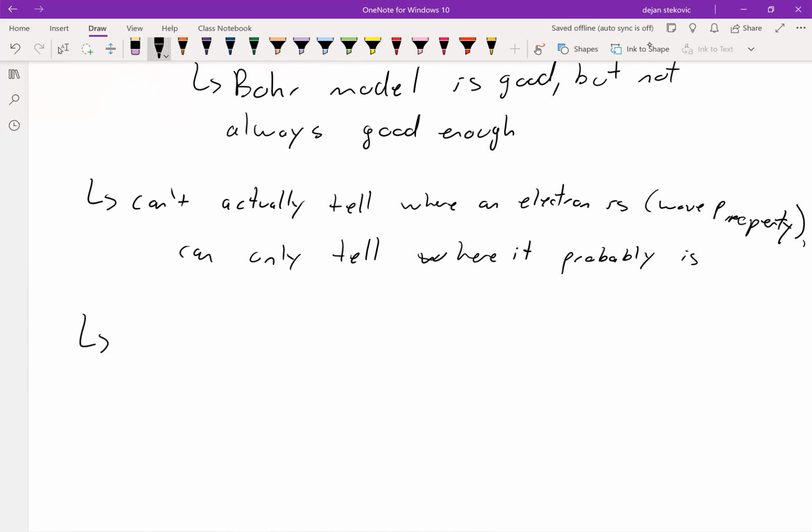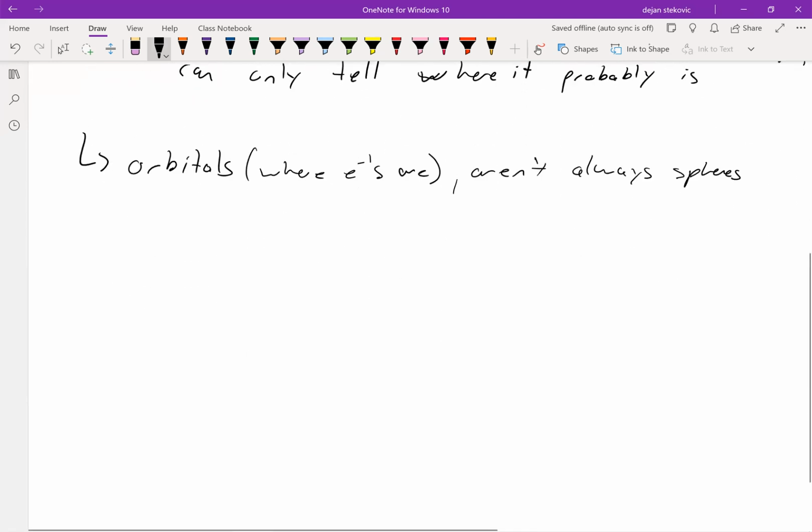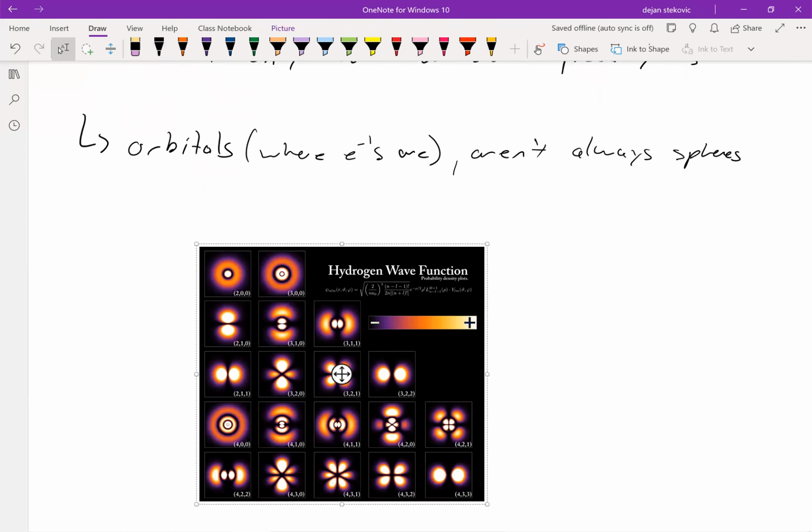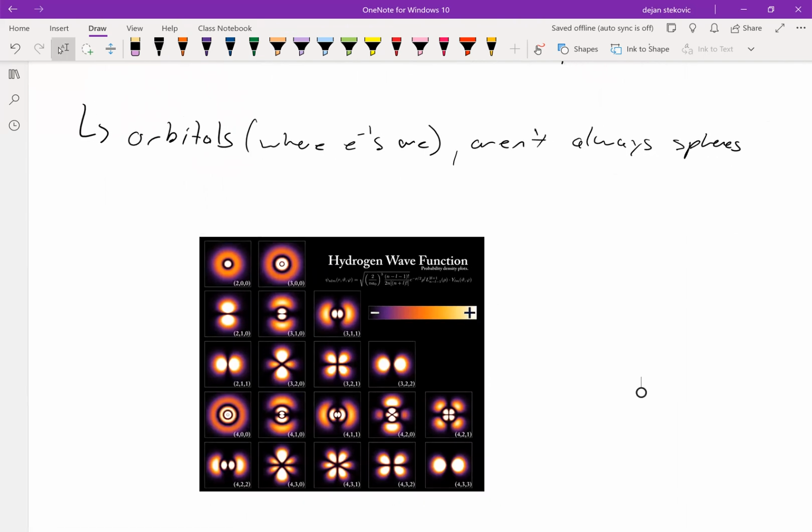And then the other thing is that these orbitals that we drew as these circles, and so that's where these electrons are, they aren't always circles or spheres. They've actually got more complex shapes to them. And so I've got a little image here for you, and we'll explore some of these weirdly shaped orbitals, but not necessarily all of them, right?